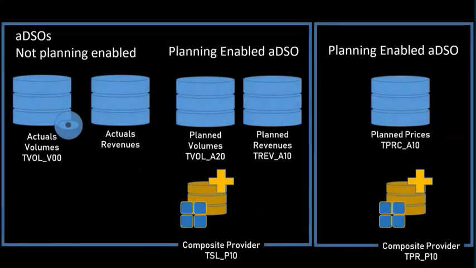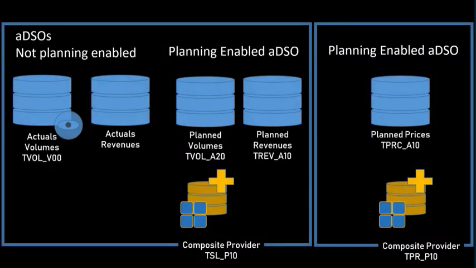We now have all the objects we require. We have a virtual OpenDS view that will hold our actual volumes straight from COPA as it is based on a view. We've got a planned volumes ADSO, a planned revenues ADSO on a composite provider. In addition, we have our planned prices in the ADSO on its own composite provider. So let's move on to creating our aggregation levels and our filters.